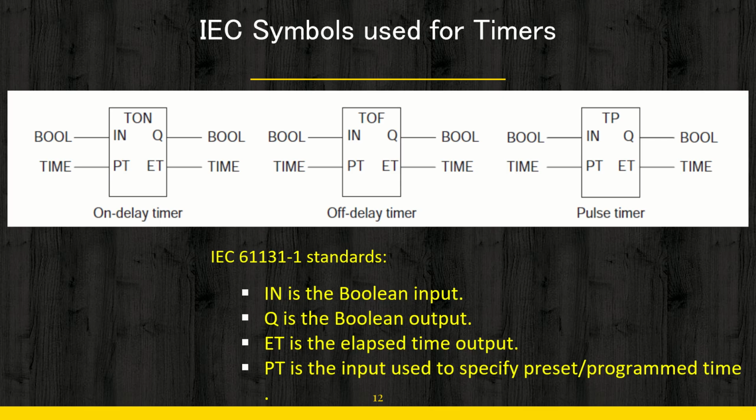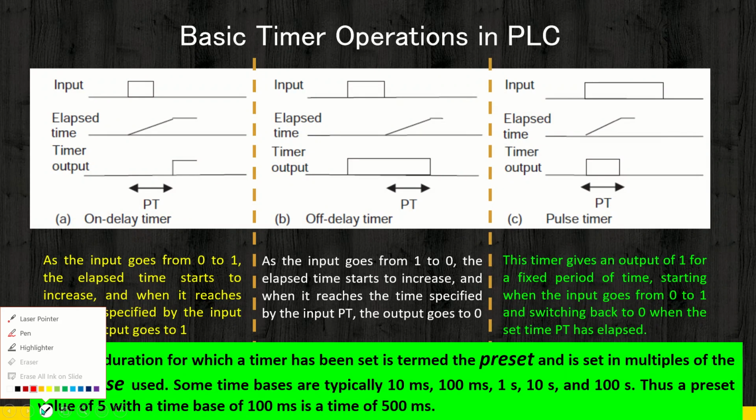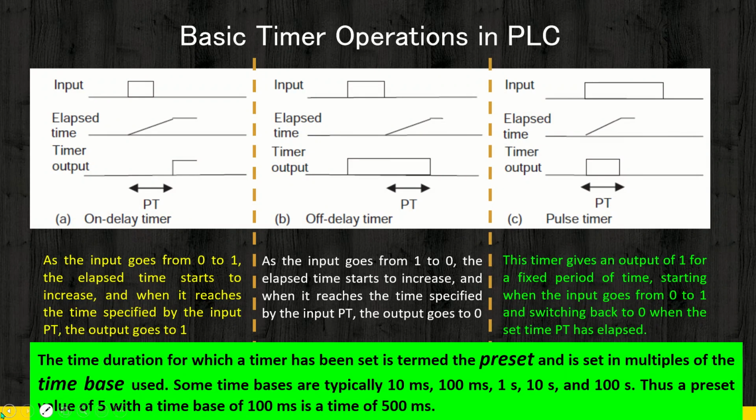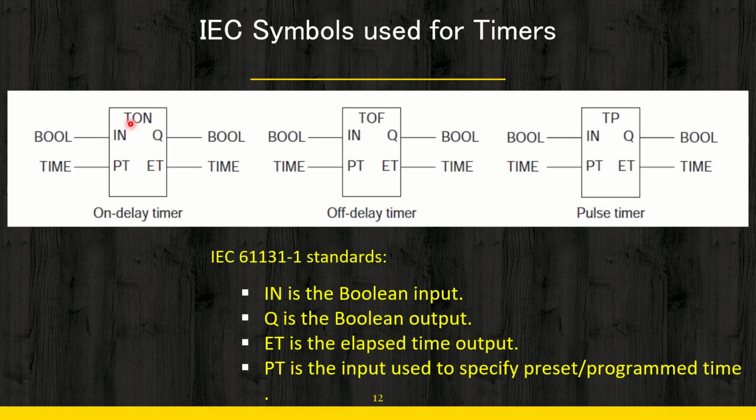You see this T, it stands for timer in every case. When it is T on, that indicates an on delay timer, this T off indicates an off delay timer, and this TP indicates a pulse timer. You see here what other things are present in this block.